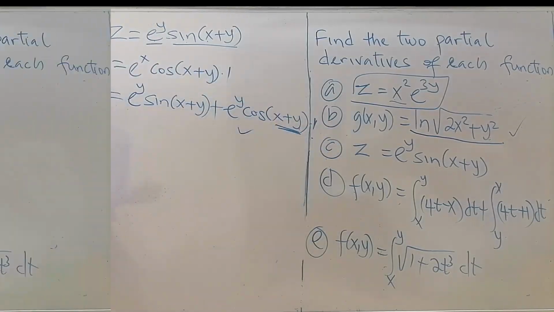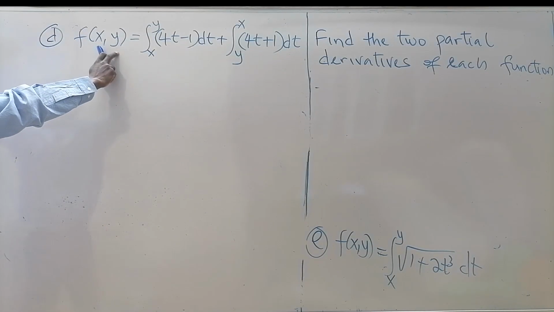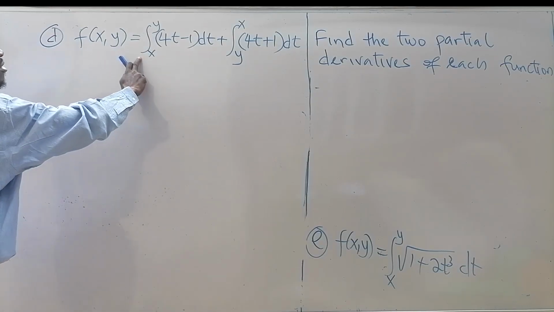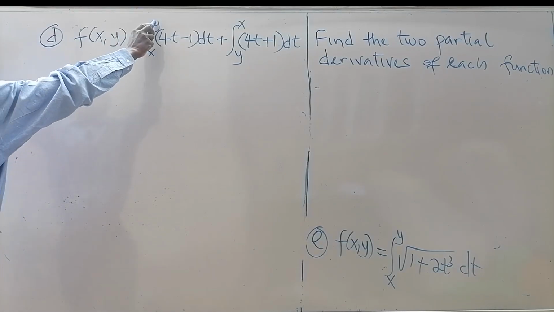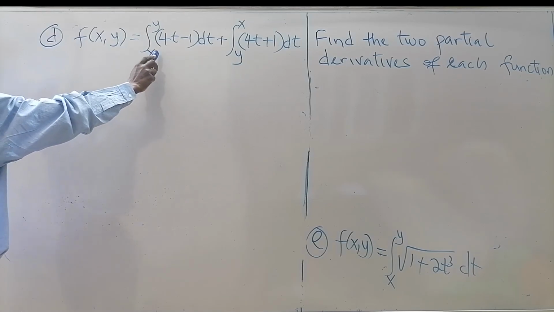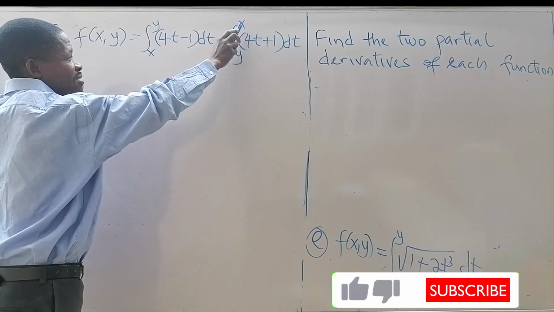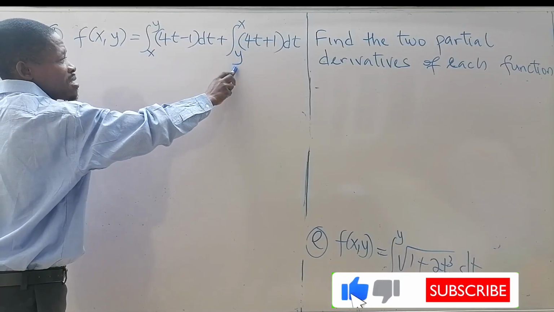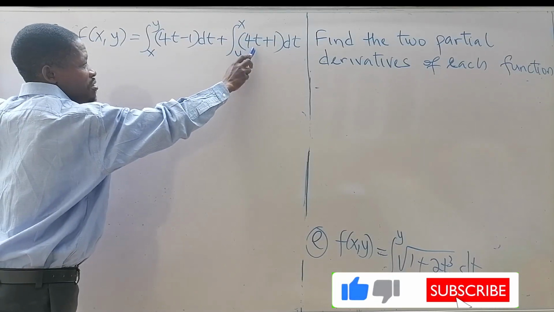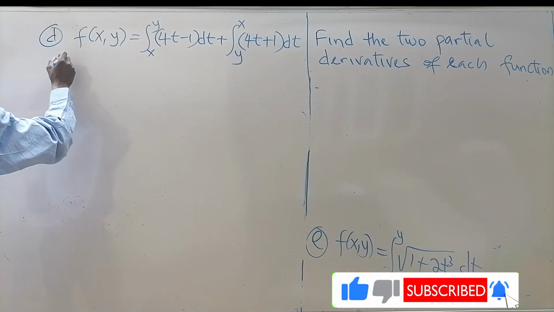So that's your answer. Yeah, for the d parts, we have f of x comma y equal to the integral with the upper limit y and the lower limit x of this expression, and then plus the integral with the upper limit x and the lower limit y of this expression. Okay, so let's set in the partial differential.